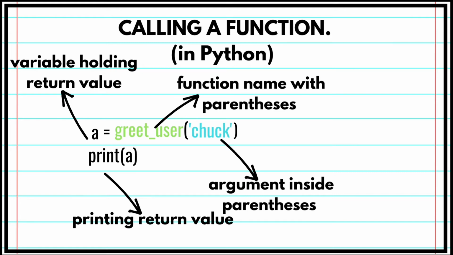Python stores the return value of a function at the line where the function call is made. This is why we store a function call inside a variable. We can then perform any action with that variable. Here, we simply print it. Pause this video and give it a read to understand it better.